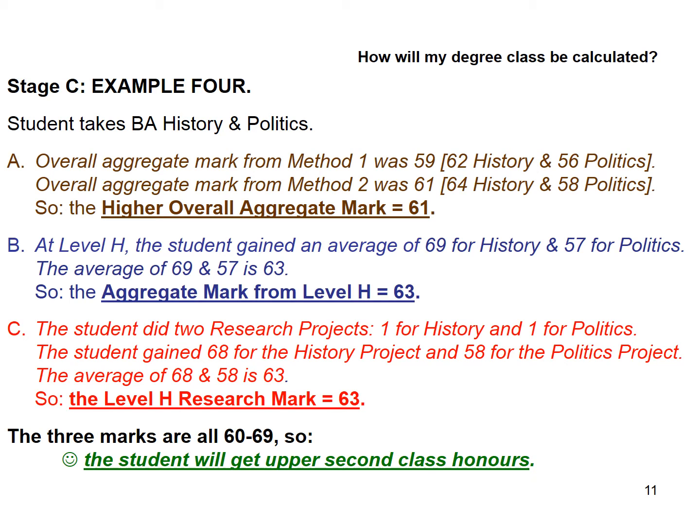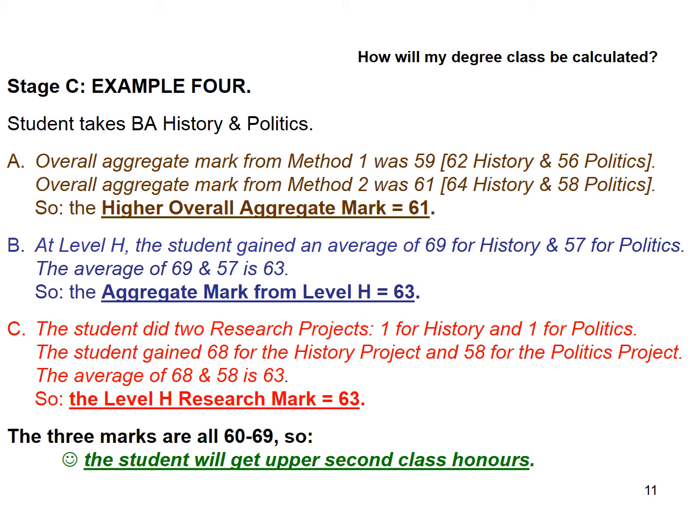The fourth example, we have a student taking a combined honours or double major degree in history and politics. So in terms of the overall mark, again we have 2 overall aggregate marks, 59 and 61. So we select 61 as the higher overall aggregate mark.